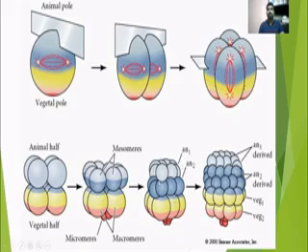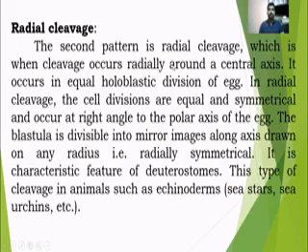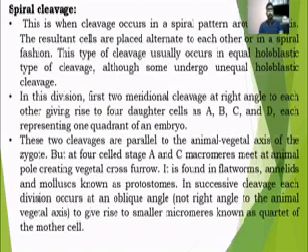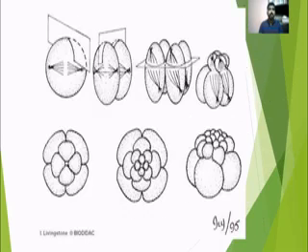The micromeres, we can observe such type of division, the cleavage is going on, but at the radial. Okay, so this is the unequal radial holoblastic cleavage we can observe here, and the spiral cleavages again. This is when the cleavage occurs in a spiral pattern around an axis only. Okay, the resultant cells are placed alternate to each other or in a spiral fashion. This type of cleavage usually occurs in the equal holoblastic type of cleavage, although some undergo unequal holoblastic cleavages also. Okay, so we can observe here.